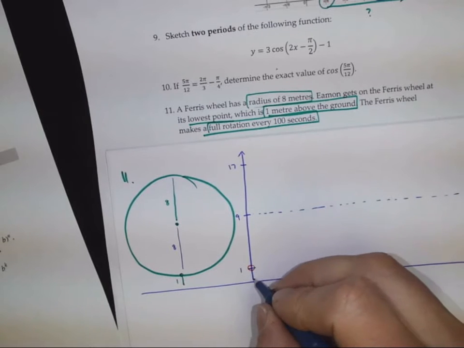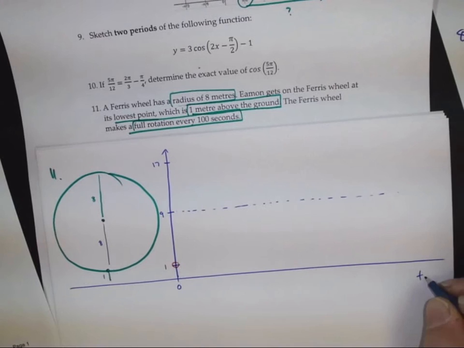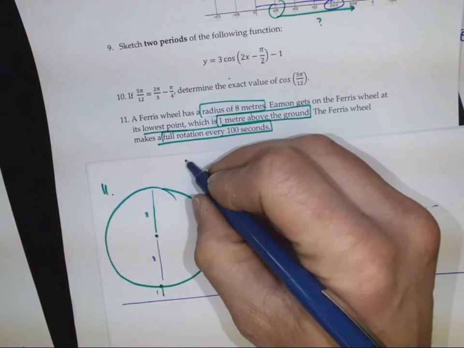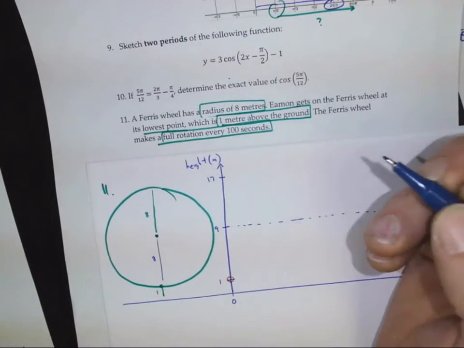And we know, and that's at 0 seconds. This is our time axis. We'll label that time. This is seconds. And this is our height in meters. Okay.